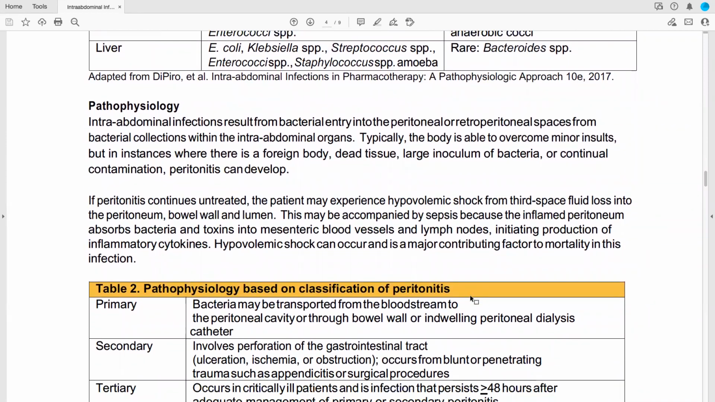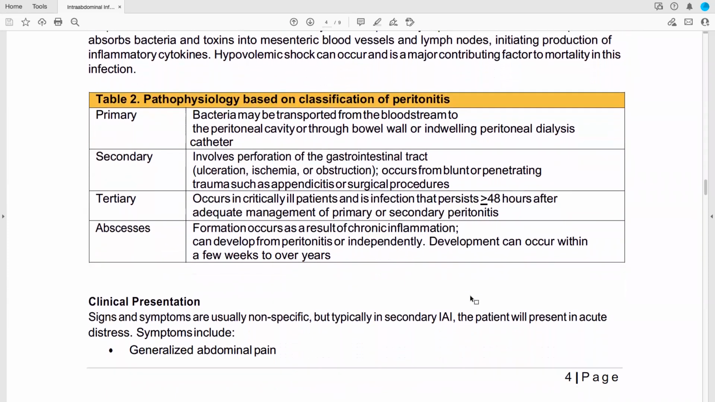So this is just a bit about the pathophysiology, which we've talked about, but this will give you guys more context in terms of how it is that you need to go about thinking about peritonitis and what that looks like. So in terms of the pathophysiology based on the classification, primary means that bacteria can be transported from the bloodstream to the peritoneal cavity, that being through the bowel wall, or that can be through the peritoneal dialysis catheter. Secondary can involve the perforation of the gastrointestinal tract.